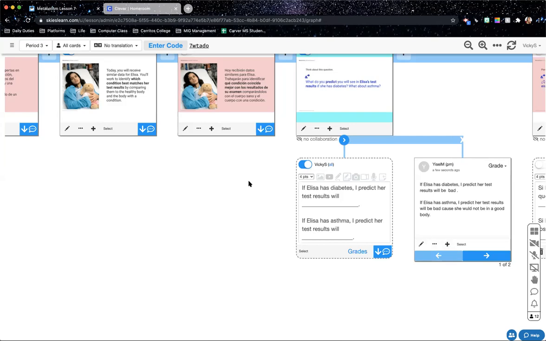Okay. And the insulin helps for the molecules to go inside? So she doesn't have insulin, and then that's why glucose can't get inside her cells, right? Yeah, I will put have less because if Elisa has diabetes, I predict her test results will have less glucose molecules because her body doesn't produce enough insulin. Perfect. Yesel, you have to write about the glucose molecules for the first one, okay?